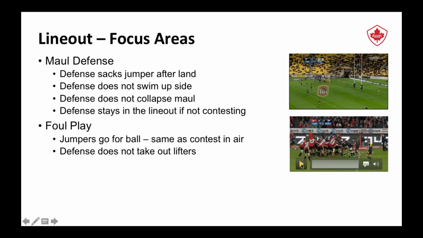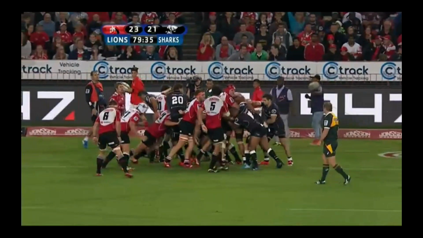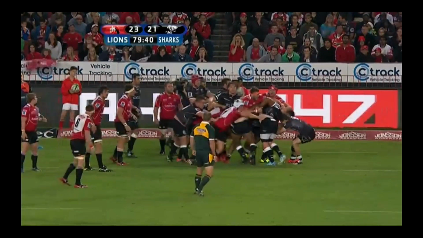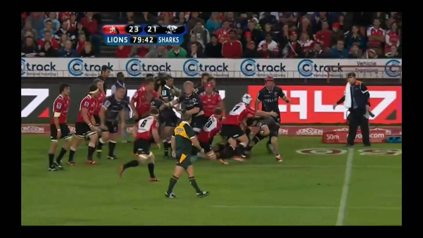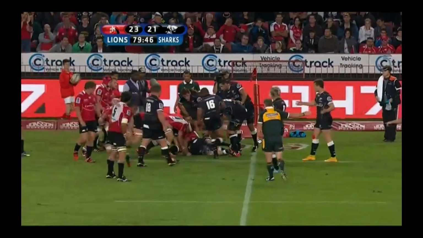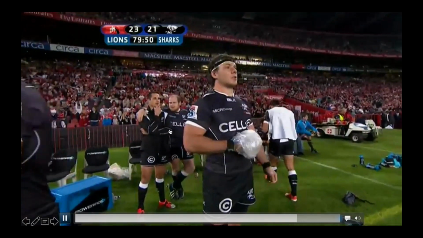So the other one is obviously swimming up the side of the maul. And although this looks like it's okay, it's really not, given where 8 started, right? So number 8 started in a position where he was further back on the maul, and the only reason why he was able to get in there was because he then swam up the side of the maul. So we'll take another quick look here.